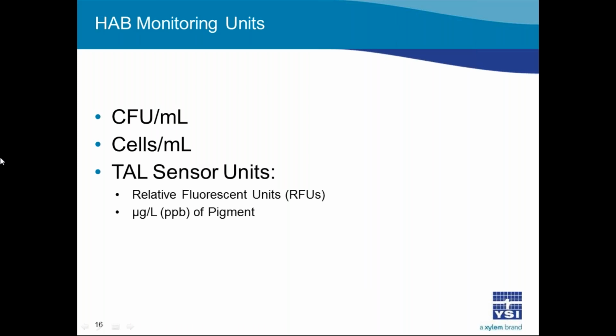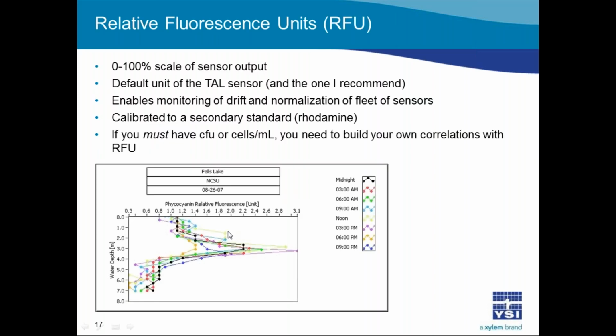The total algae sensor is using different units. It's using what we call RFUs and micrograms per liter. I prefer parts per billion of pigment. An RFU is actually a scaled measurement of the output of the sensor.